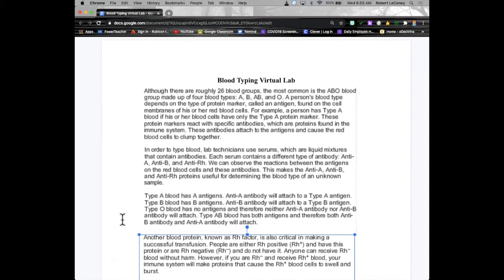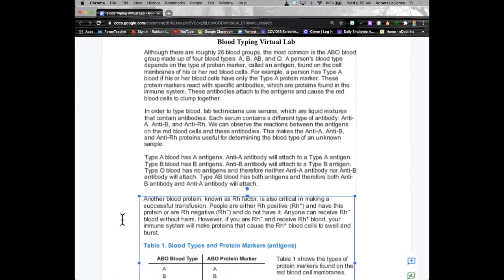In order to type blood, lab technicians use serums, which are liquid mixtures that contain antibodies. Each serum contains a different type of antibody: anti-A, anti-B, and anti-RH. We can observe the reactions between the antigens of the red blood cells and these antibodies. This makes anti-A, anti-B, and anti-RH proteins useful for determining the blood type of an unknown sample.